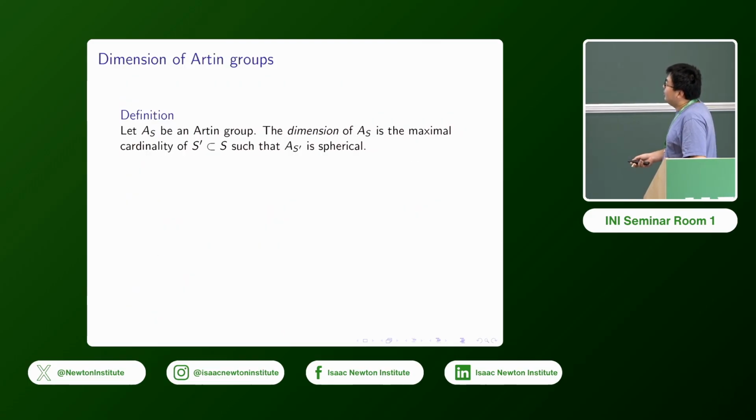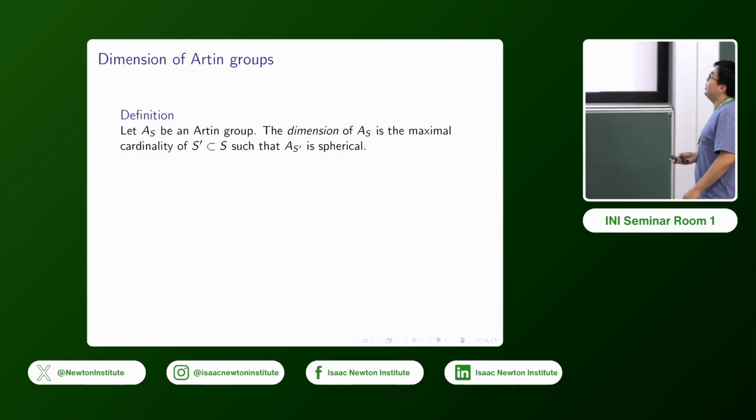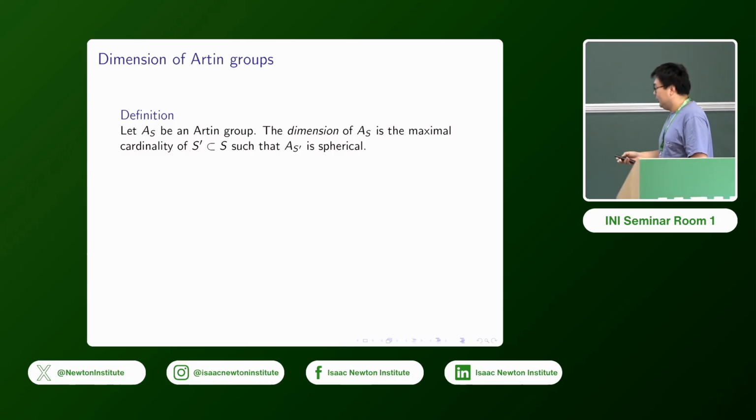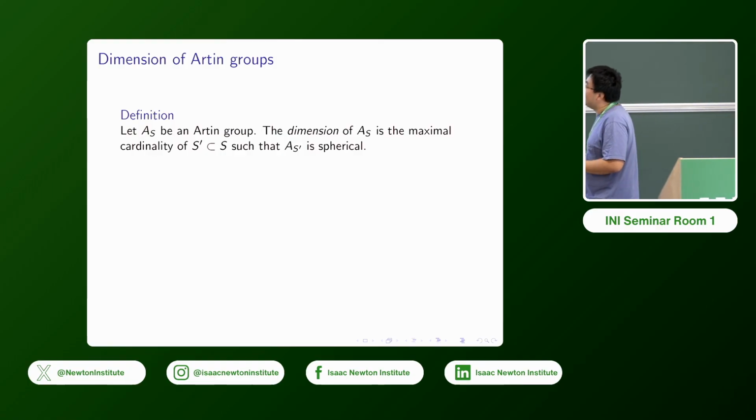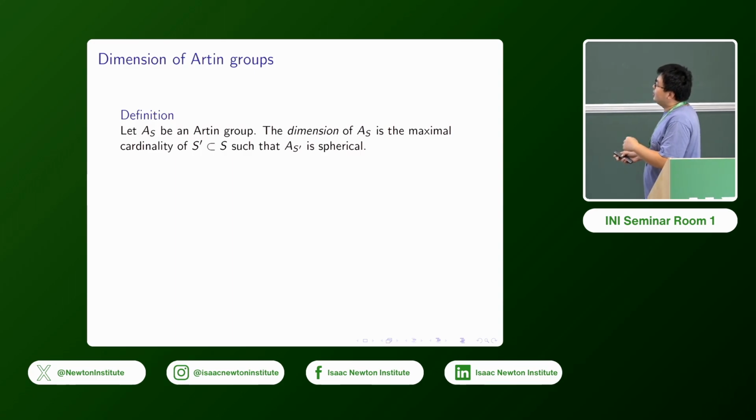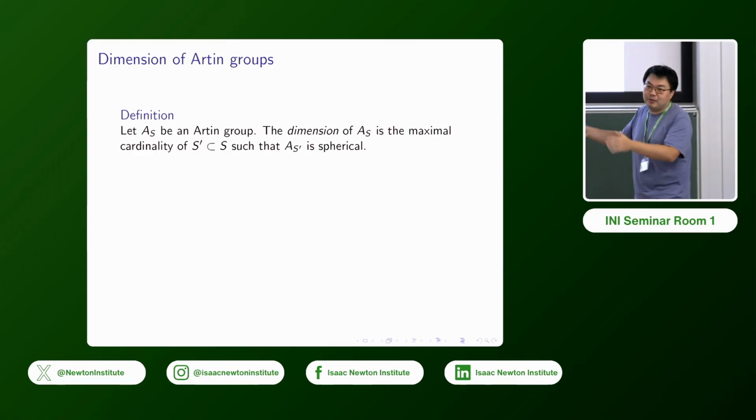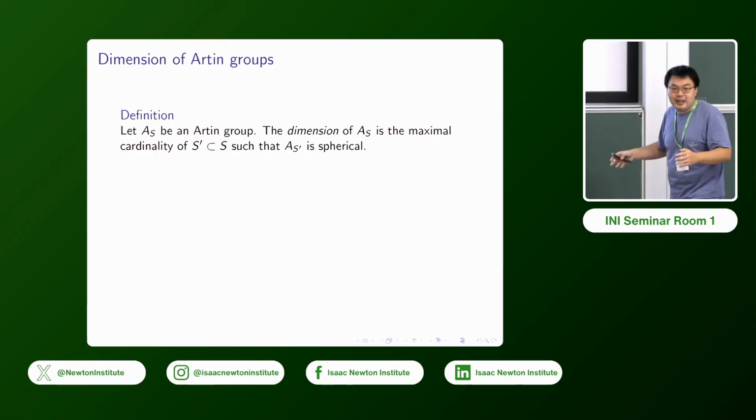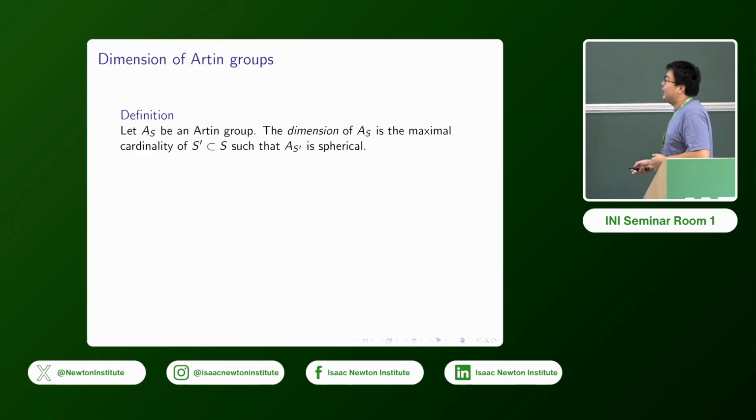Okay, so now I want to define another quantity of the Artin group called the dimension of the Artin group. Let's take an Artin group. We define the dimension of the Artin group to be the maximum cardinality of a subset of the generators such that this sub-Artin group is spherical. Basically, I just measure the largest spherical Artin subgroup of my Artin group. That is defined to be the dimension.